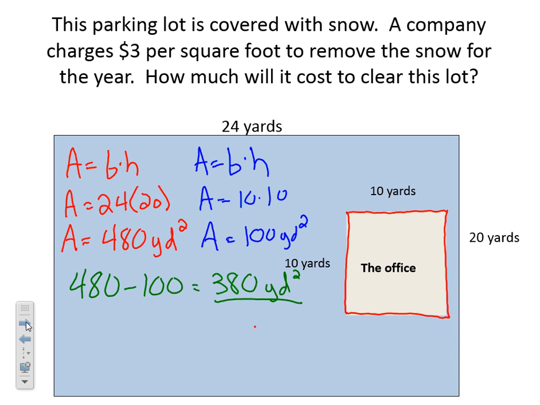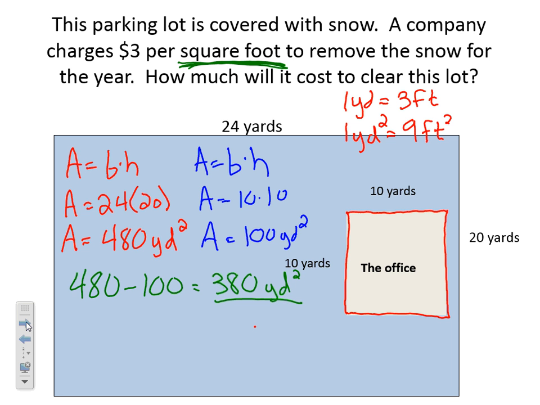Now, they don't want it in yards, they want it in square feet. So in order for us to do this, we need to change it. Now, for 1 yard, it equals 3 feet. But now for 1 square yard, now we have to square it. We're going to have 9 feet. Okay? So 1 square yard is equal to 9 feet squared.